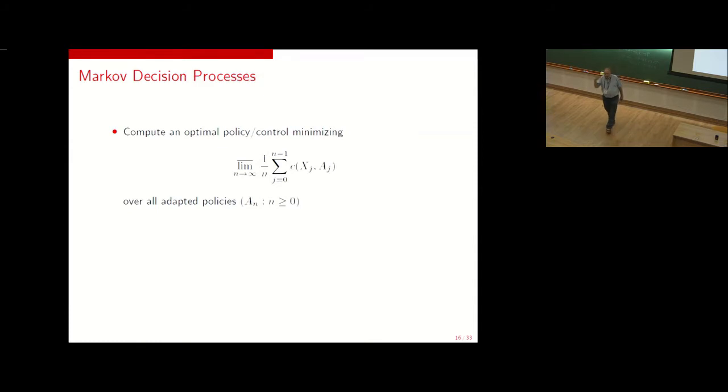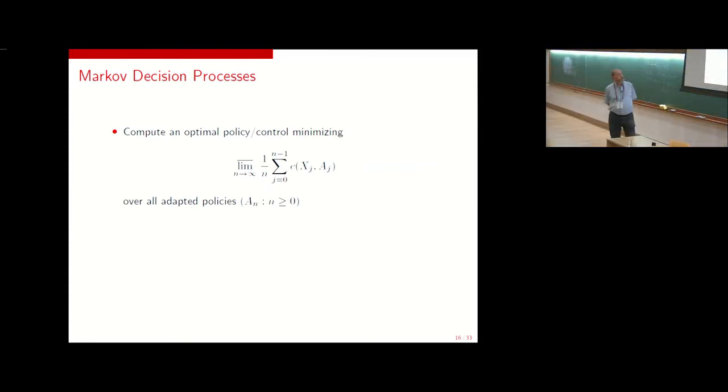All right, so the second thing that I want to just talk about a bit is Markov decision processes. So let's suppose that I want to compute an optimal policy, an optimal control, minimizing the long run average cost of running some Markov chain. So the xj's are the states of the Markov chain evolving over time. The aj is the action taken at time j. aj will be an adapted policy. It has to depend only on the history of the Markov chain up to time j. Can't be clairvoyant.